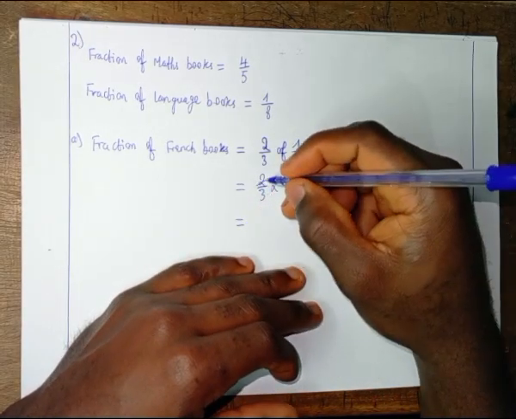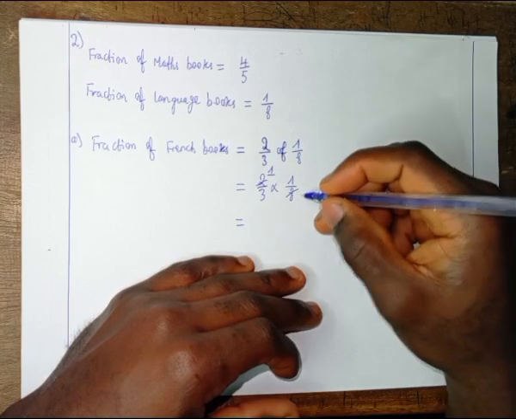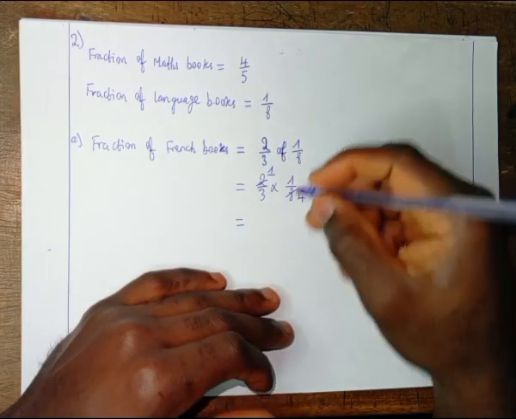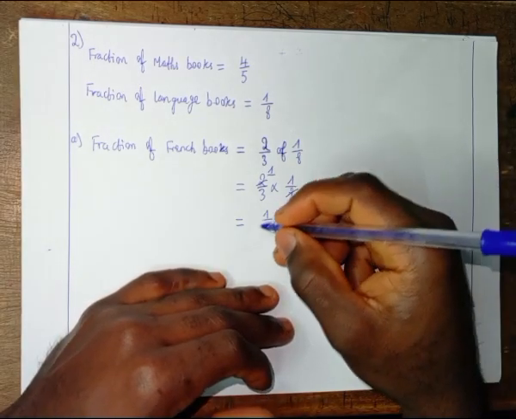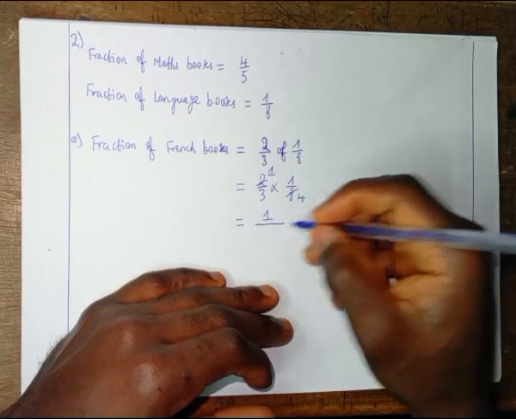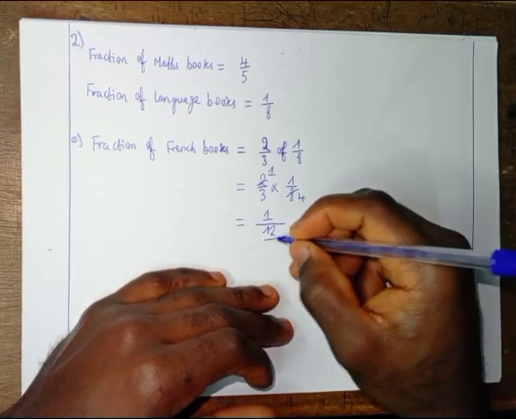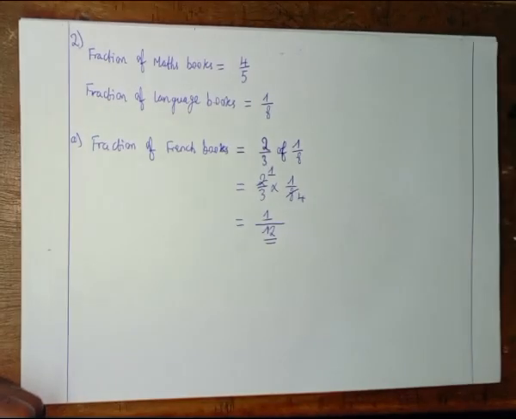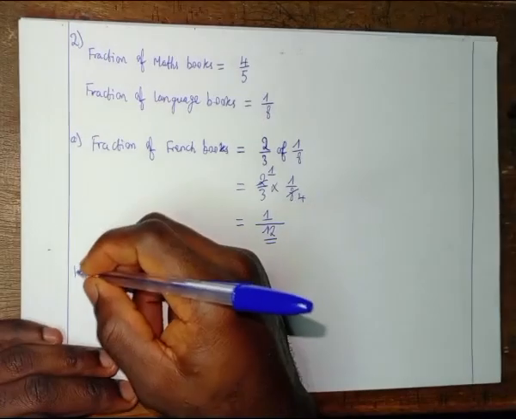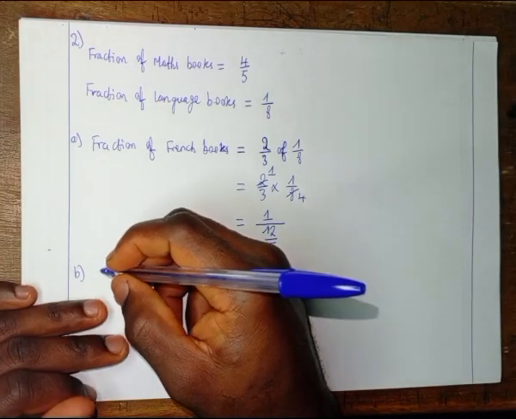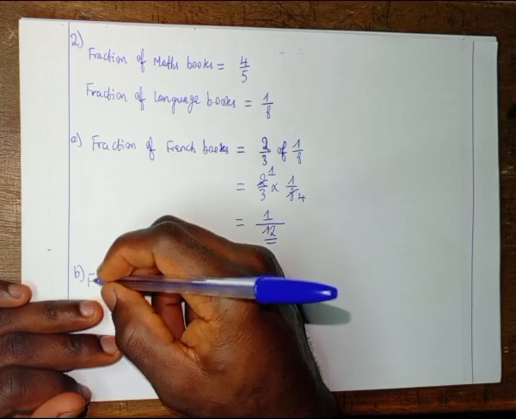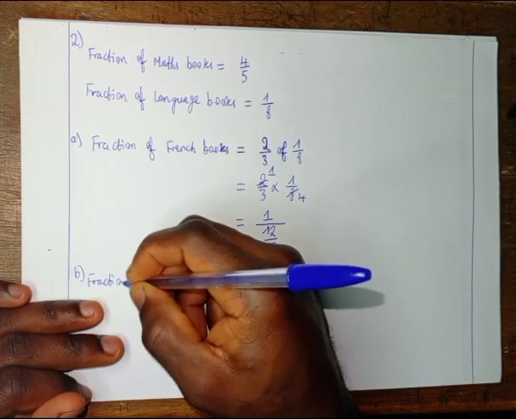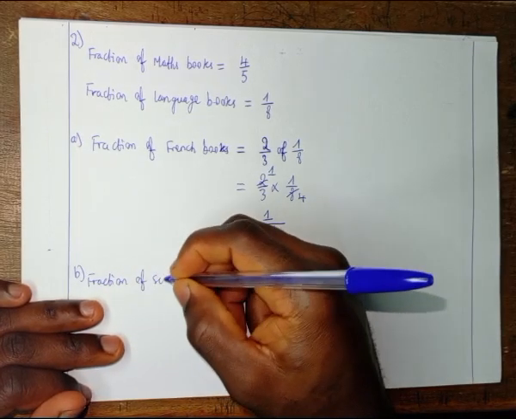And this will give us, so we can simplify 2 go here 1 time, 2 go here 4 times. This will give us 1 all over 3 times 4, which is 12. The fraction of French books is simply equal to 1/12. Question B says we should find the fraction of scientific books.